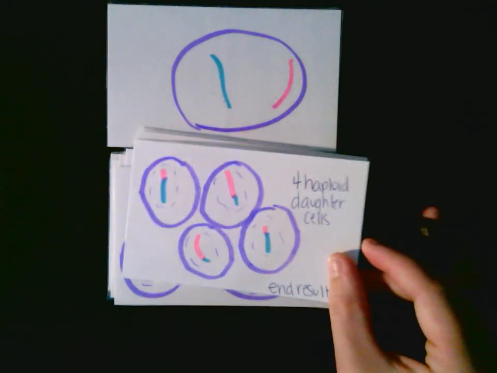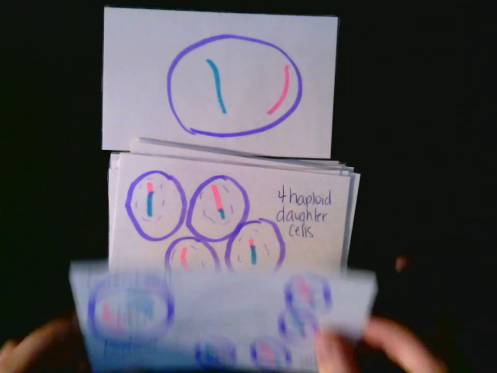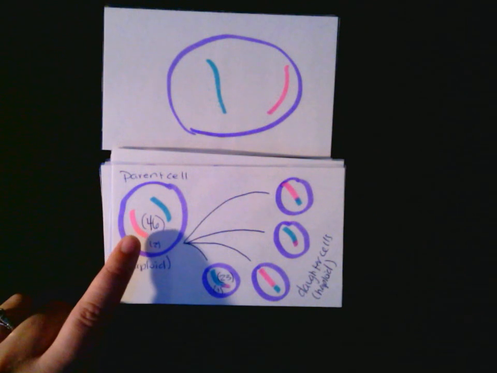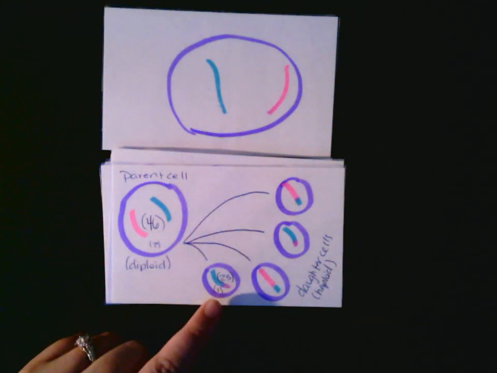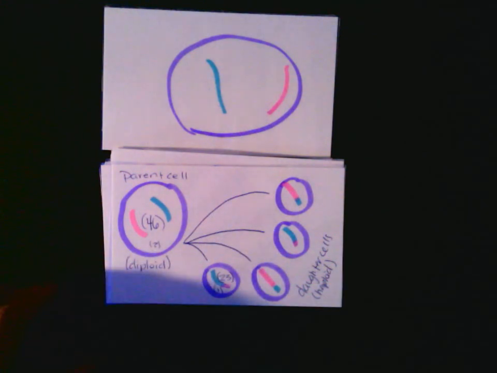And what happens is we end with 4 haploid daughter cells that are genetically different from the parent cell and from each other. So the overall process of meiosis, we started with a cell with 46 chromosomes, and we ended with cells with 23, and they're all going to be different from each other and from the parent cell.